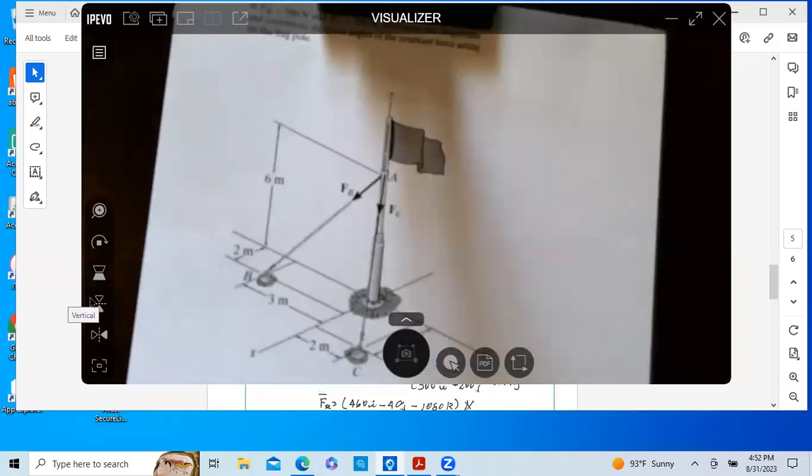This visualizer is relatively new. I have not used this very much, and I'm still trying to work on it. There is a focus. Yeah, I'll do the best I can with this.